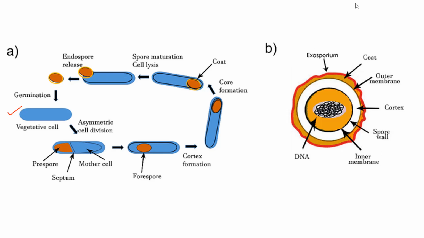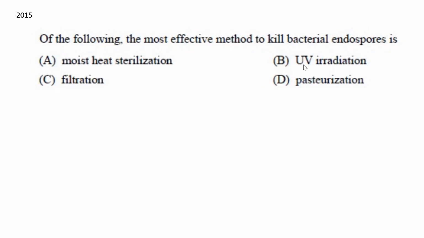This is the structure of the endospore, where you can find the DNA, the spore wall, inner membrane, cortex, as well as the exosporium, that is the endospore wall coating. So this is the basics about the endospore. Now they are asking the most effective method to kill the bacterial endospores.